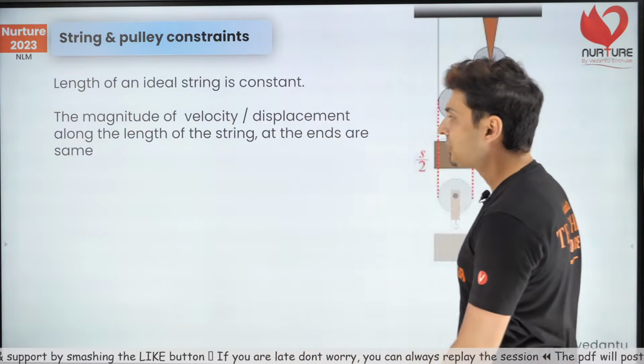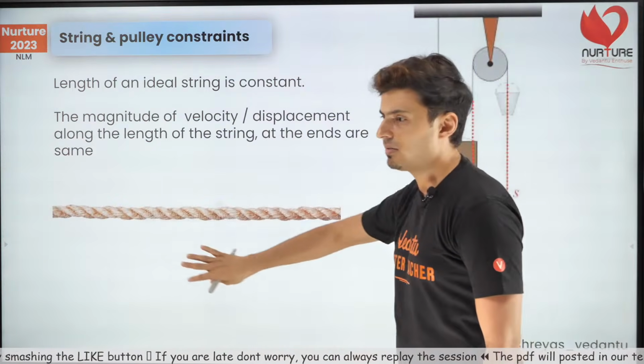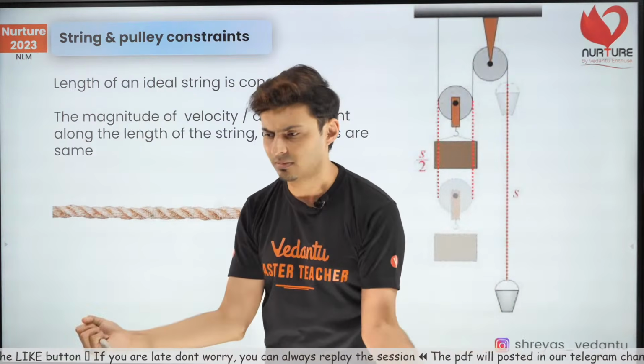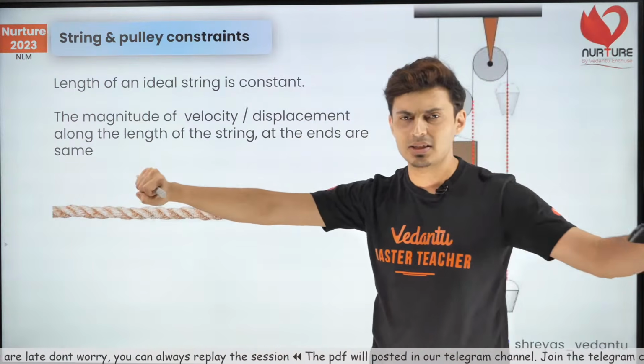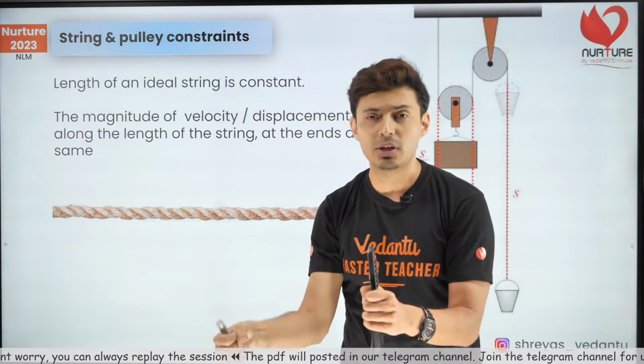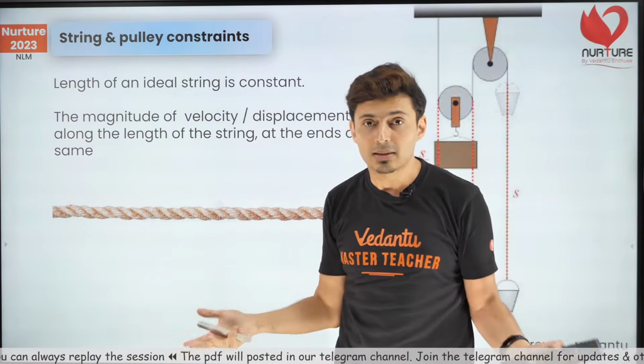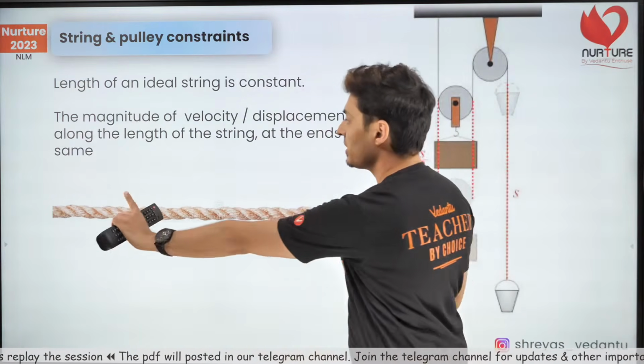Let's take an example. Let's say I have a string. Okay, look at this, everybody. This is a string. It could be anything. It could be of any shape. It could be over a pulley. I've just taken an example. I've just taken a straight string. I could have wrapped it over a pulley multiple times as well. Okay, the length of the string is constant.